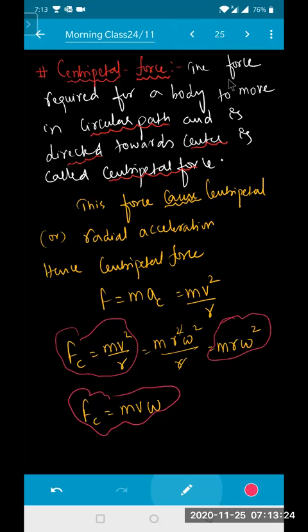So centripetal force is nothing but the force required for a body to move in a circular path, directed towards the center, and it is called centripetal force. This force is the cause for centripetal or radial acceleration. Now, what is the force formula? F is equal to M into AC from Newton's second law. AC is equal to V square by R.